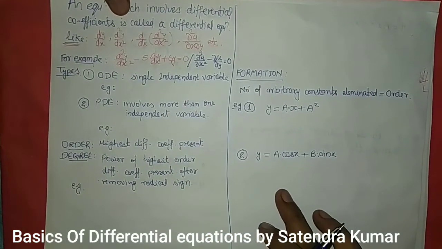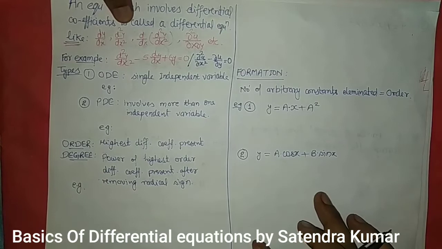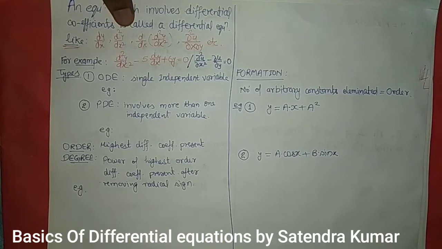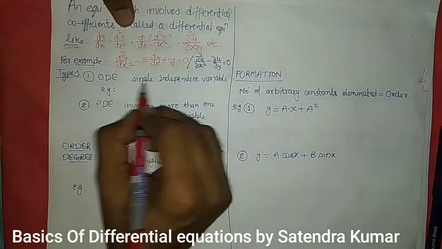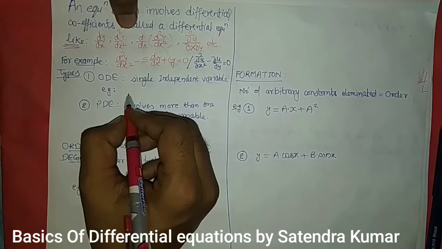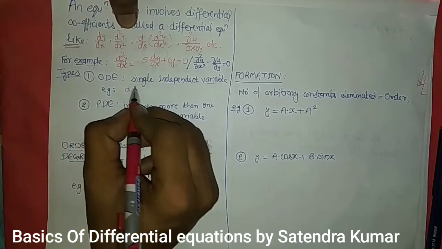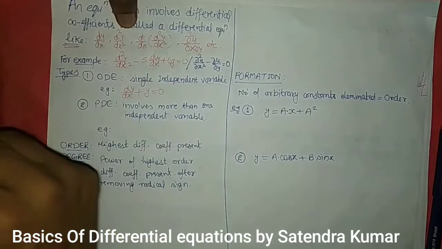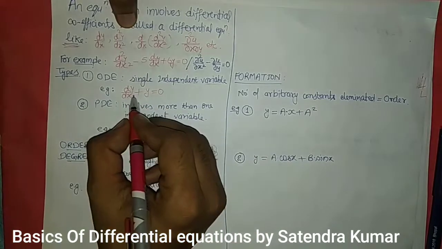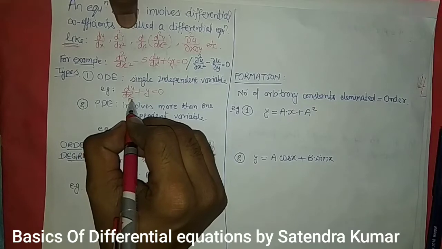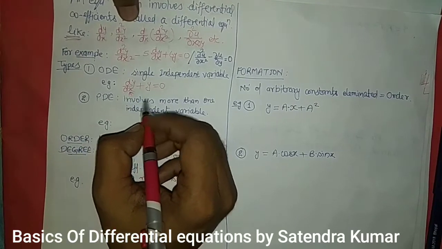And there are two types of differential equation, that is ODE, which is the ordinary differential equation. That means the differential equation which involves a single independent variable is called an ordinary differential equation. It means dy upon dx plus y is equal to 0. It is a simple differential equation. It contains y as a dependent variable and x, this is an independent variable.